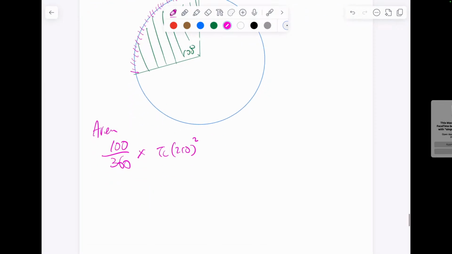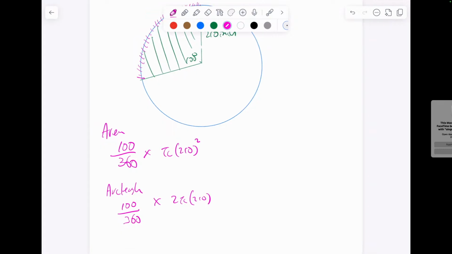Now, if you want to find the arc length, which is the crust, it's only 100 over 360 times 2 pi r, where r is 210. I don't want to do the calculation; you guys can do that. That's the easiest way to find the area of a sector, because it's a part of a circle. How do you figure out the part? It's 100 over 360.